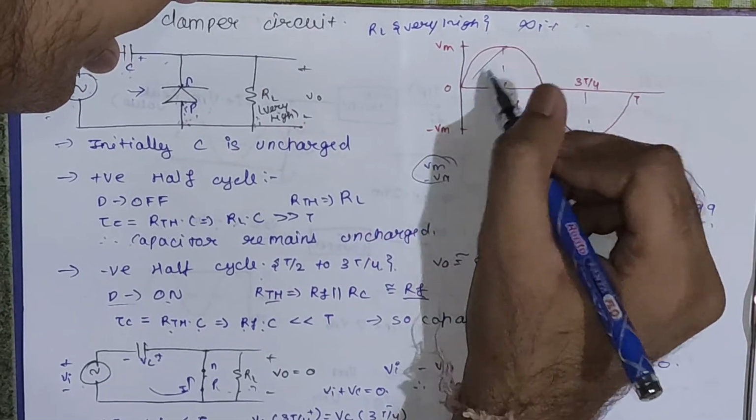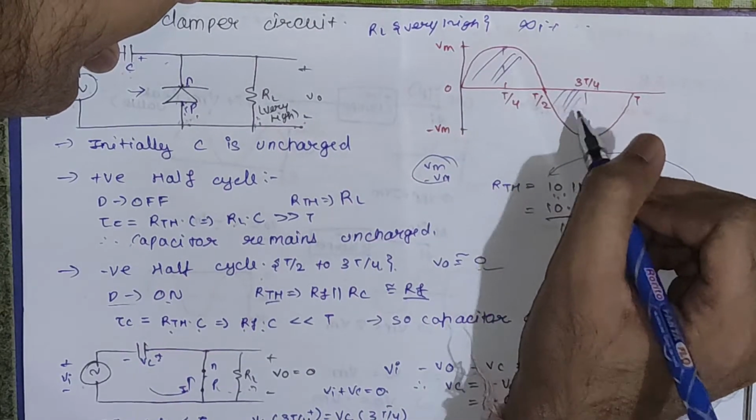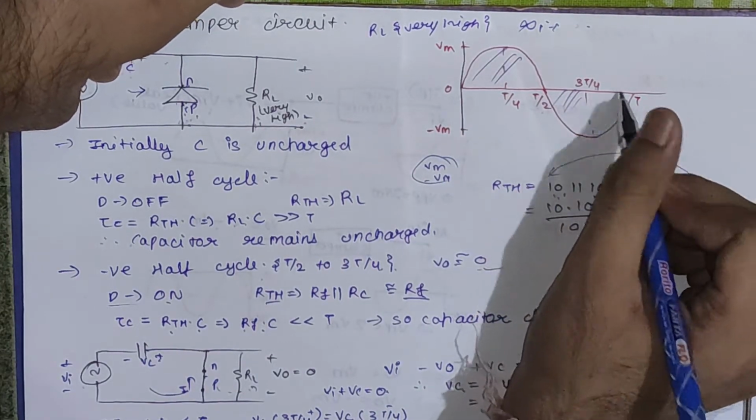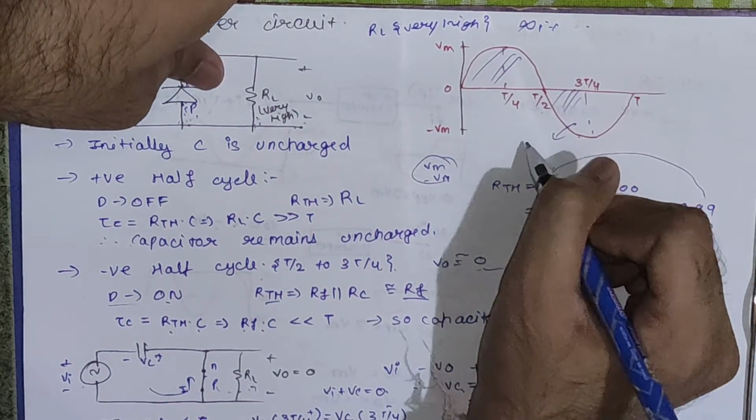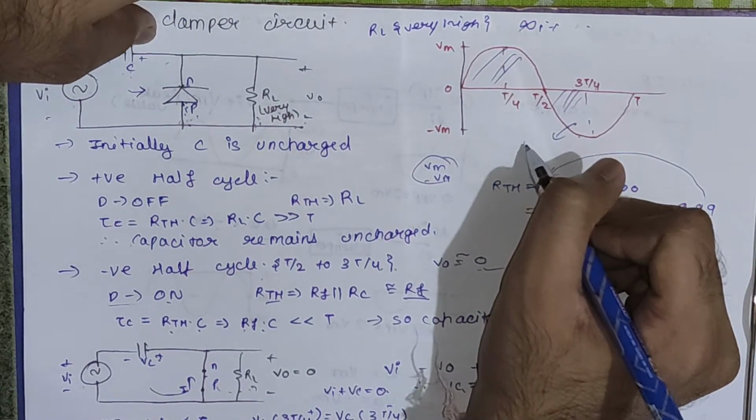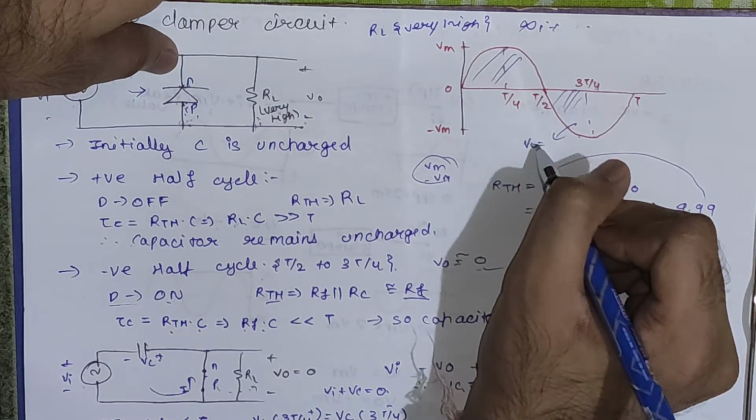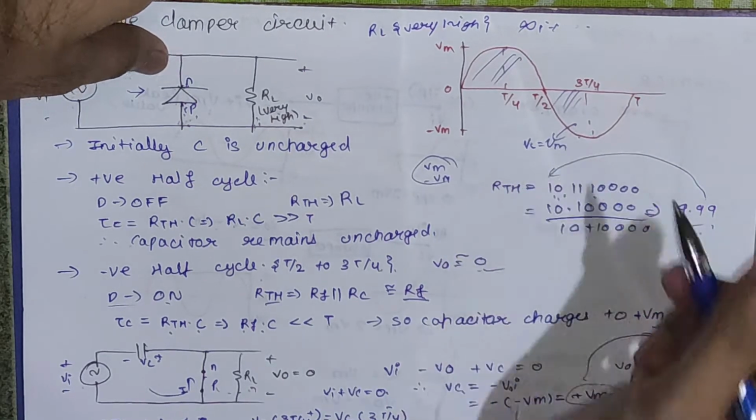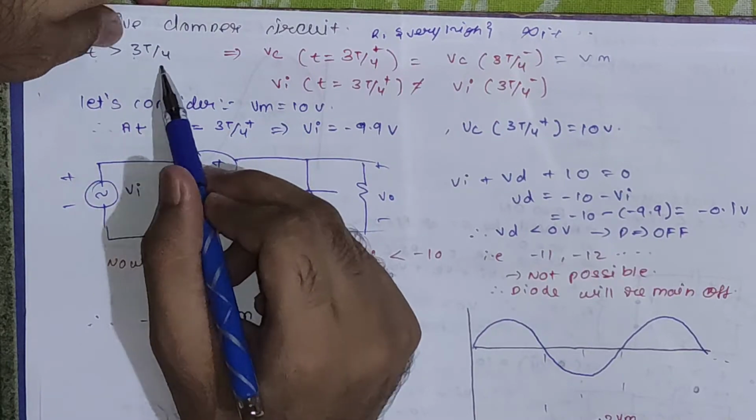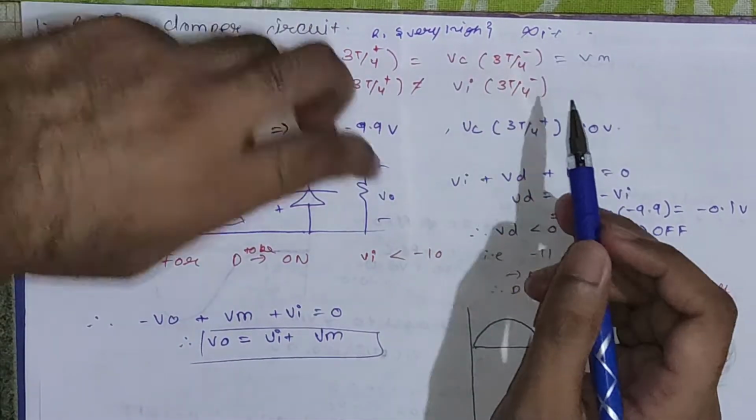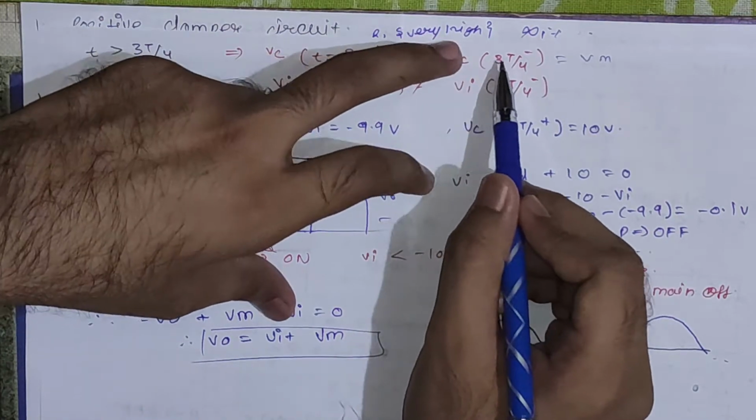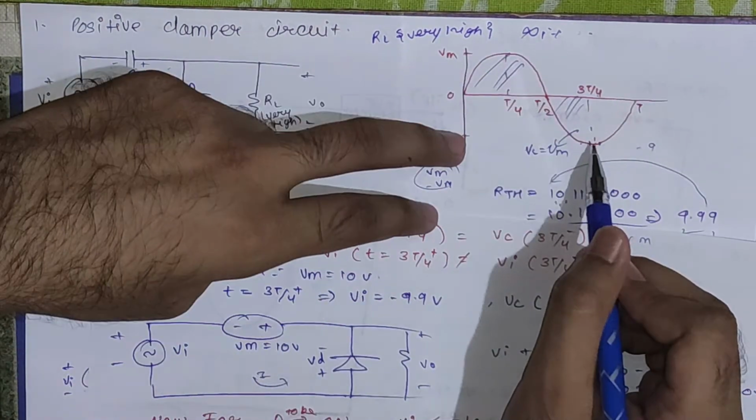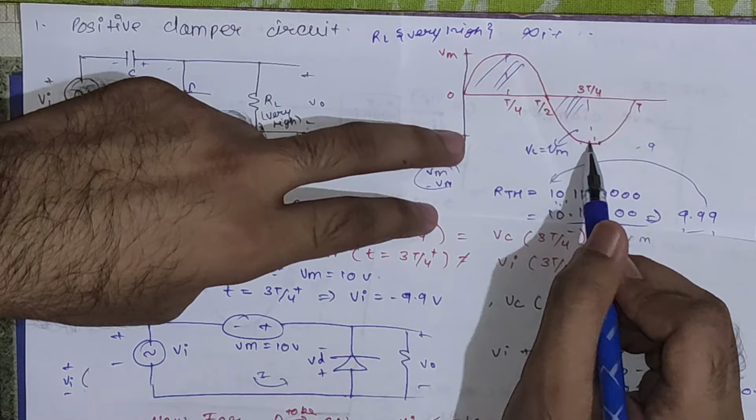So till now we have seen for this waveform and for this waveform. Now we are going to see for this waveform. One thing that we get from this waveform is that the capacitor voltage has this polarity and the magnitude is Vc equals Vm. Now let's see for t greater than 3T by 4. You can see Vc at 3T by 4 plus will be equal to Vc at 3T by 4 minus.